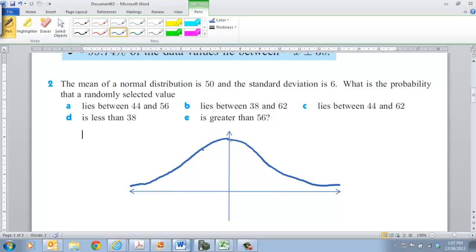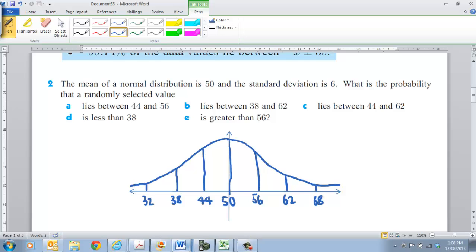Well, first of all, with this diagram, what you need to do is mark these things on here. If I'm looking at my mean value, it's 50. If I go one standard deviation this side, that's going to be 44. Two standard deviations over here is going to be 38. And then three standard deviations over here is going to be 32. If I go the other side, one standard deviation is going to be 56, two standard deviations is going to be 62, and three standard deviations is going to be 68.